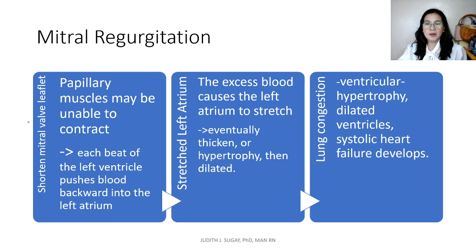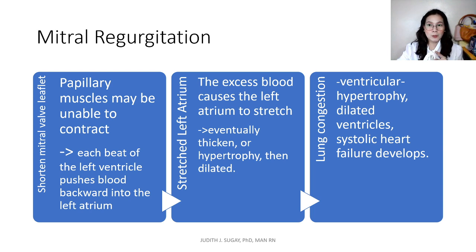Okay, so common heart valve disease. Then we have mitral regurgitation. One of the causes of mitral regurgitation that I cited here is the shortened mitral valve leaflet. Here a mitral valve leaflet may shorten or tear. And then the papillary muscles may be unable to contract because of ischemia, because again there is backward blood flow.